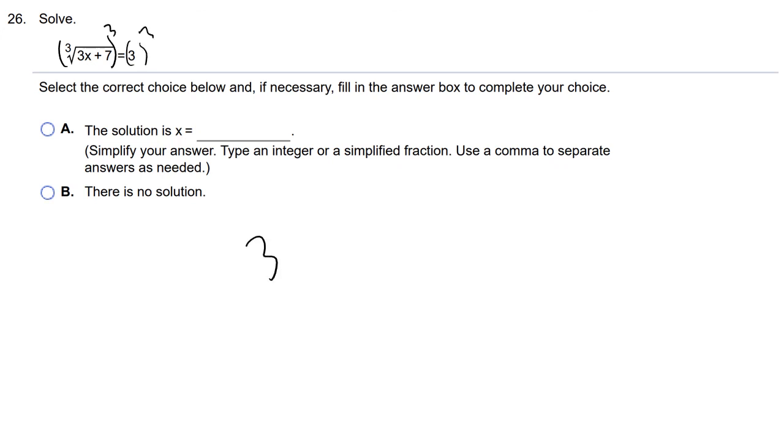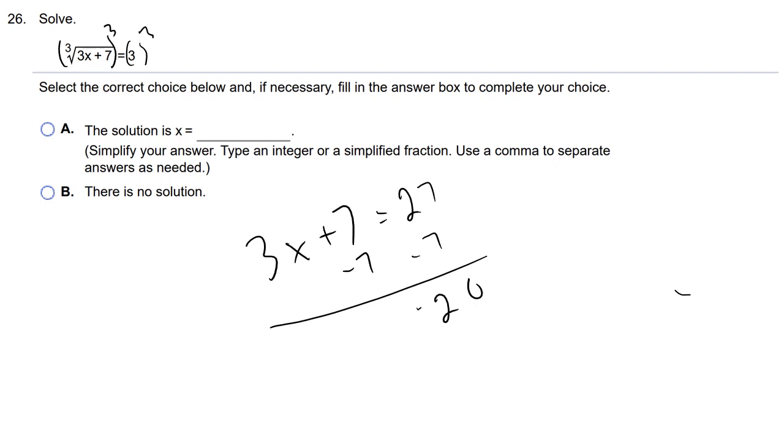And when I do that, I get 3x plus 7, because that blows up the radical, equals 3 cubed. Now 3 cubed is not 9, it's 27. From here I'm just going to solve that by subtracting 7 from both sides. And that gives me 20 equals 3x. And I divide by 3 and I get x equals 20 divided by 3.